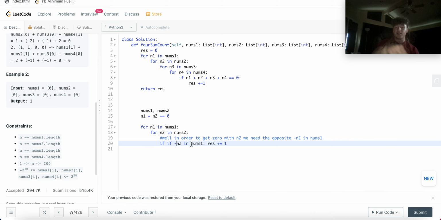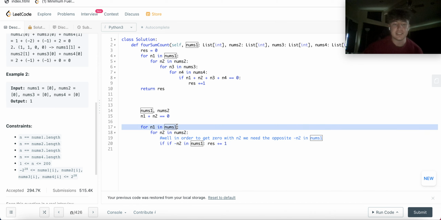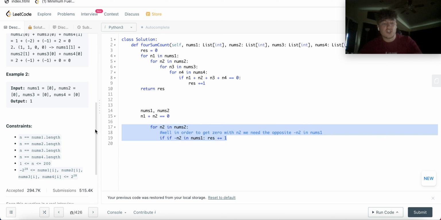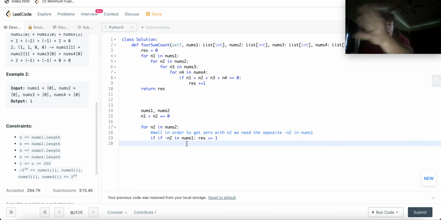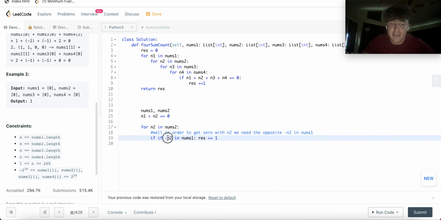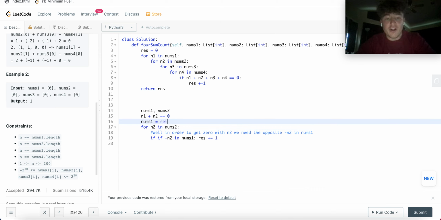Well, you might look at this and say, well, okay, then that means we can do this instead. We can just solve the problem like this. But you'd argue, well, this isn't really a benefit, right? You're not cutting down the runtime because you have to look at all n2 nums, and then for each n2 num, you have to look through all of nums1 to see if the opposite of n2 is in there. But this can be easily optimized by taking nums1 and converting it into a set, right?